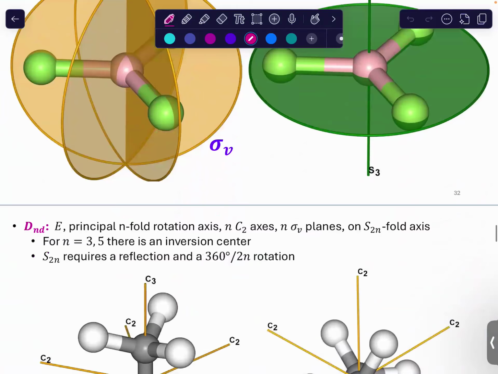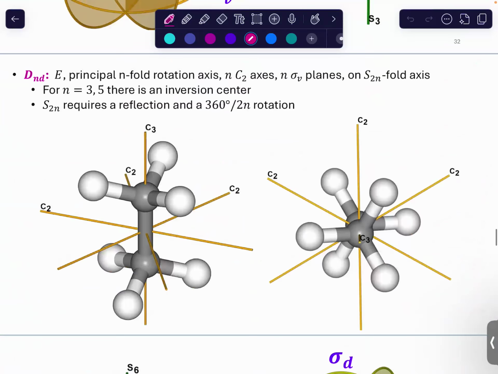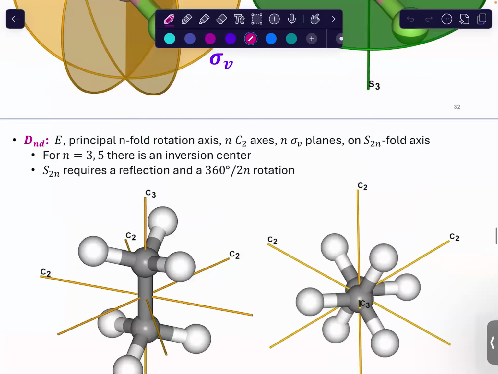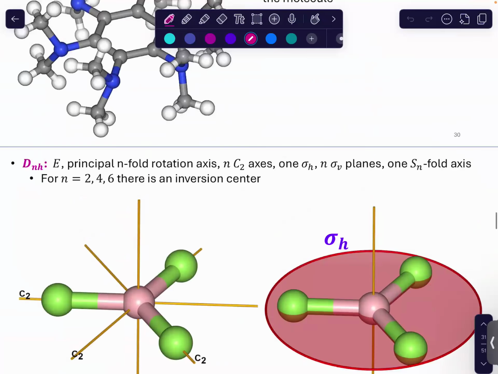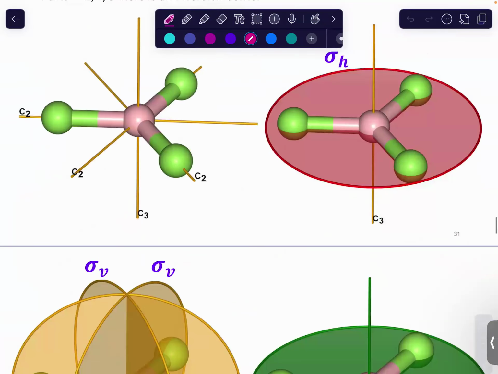All right. This one's a little bit harder. The DnD point group. Now, okay, let's go back up. If you look here, you see how this is DnH, so some number H. That means we're really defined by that principal axis and the sigma H reflection plane.